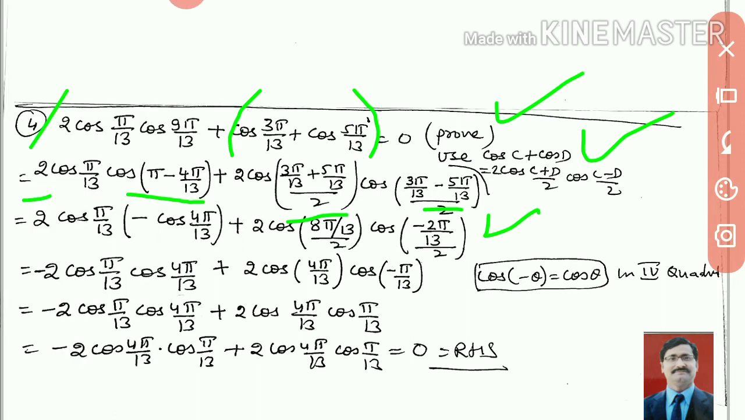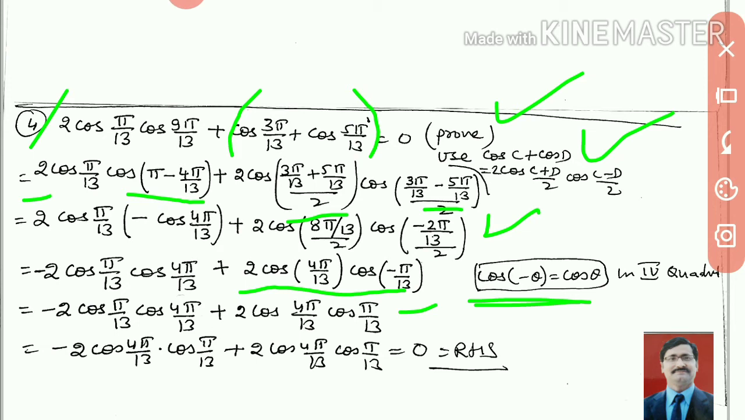This will be, look here, you take minus common, so you get here −2cos(π/13)cos(4π/13), plus you will get 2cos(4π/13) and cos(−π/13). Look here, cos(−θ) is cos θ. This is 4th quadrant, and in the 4th quadrant cos is positive. So finally you will get here −2cos(π/13)cos(4π/13) plus 2cos(4π/13) and cos(π/13).